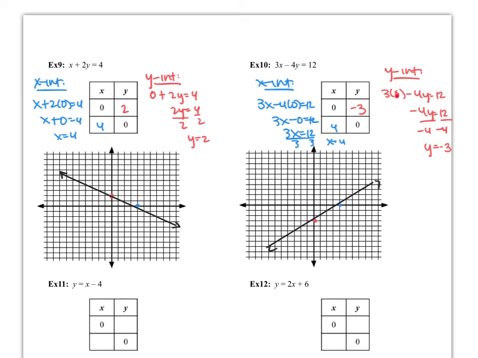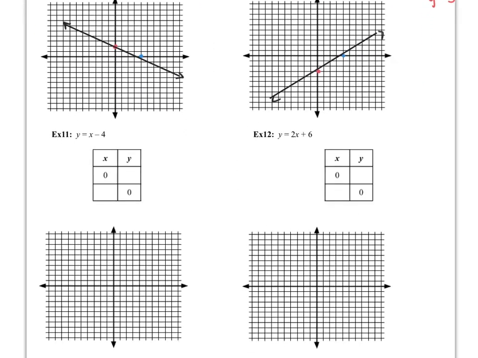And on the y-intercept, if I change x to 0, don't forget to put this negative sign in front. That'll come down. I'm going to divide by -4 to get -3 for my y-intercept. Don't forget to draw nice full lines with arrows on each end. So let's take a look at examples 11 and 12.